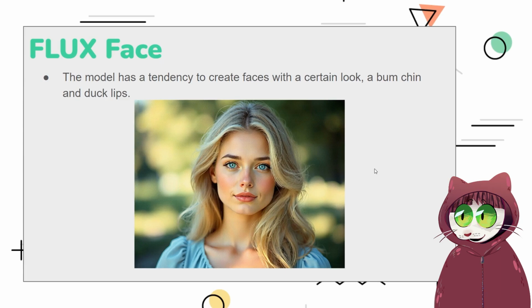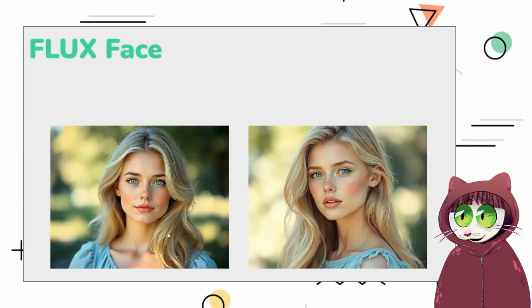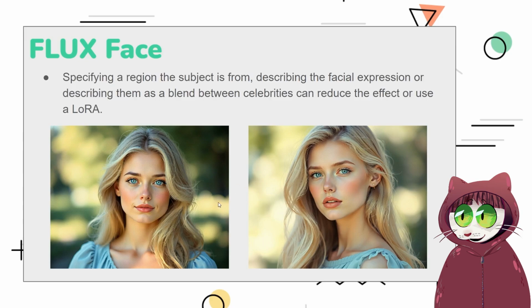So there are a couple of tricks to actually solve that. So we've got the same woman on the right, and just with a tweak to the prompts, we've managed to make her look less Flux face, right? And we've done that by specifying the region she comes from. So I think in this one, I said a Spanish woman with blonde hair, described the facial expression, and also if you can describe them as a blend between celebrities, that can reduce the effect a bit. Or you can use a LoRA, which we will do in a minute after I've shown you a few more examples here of prompts. So you see that, yeah, there are ways to get around it.